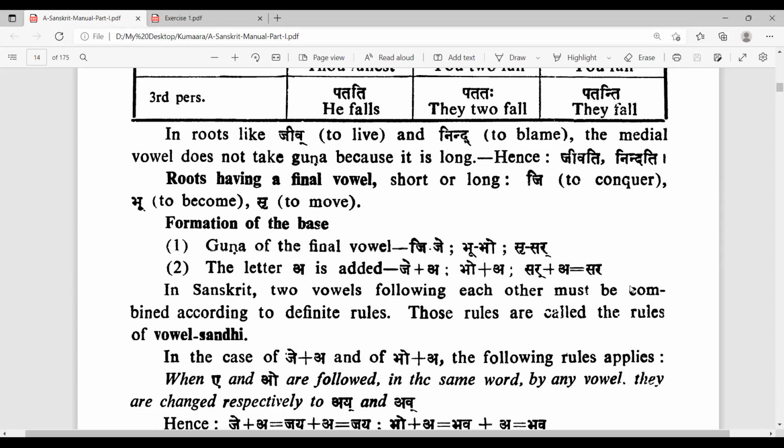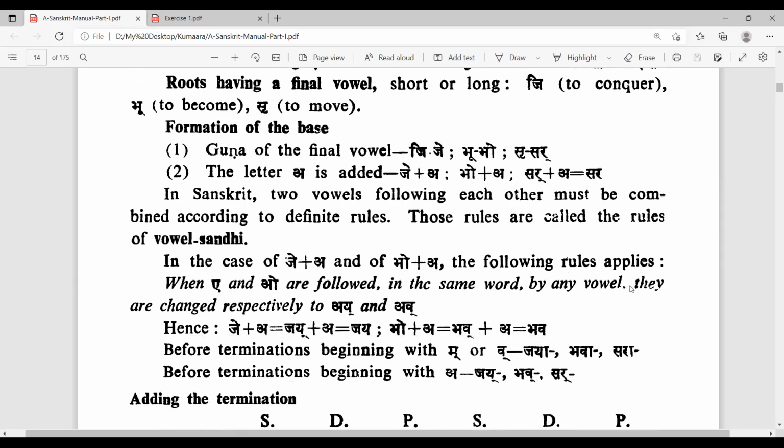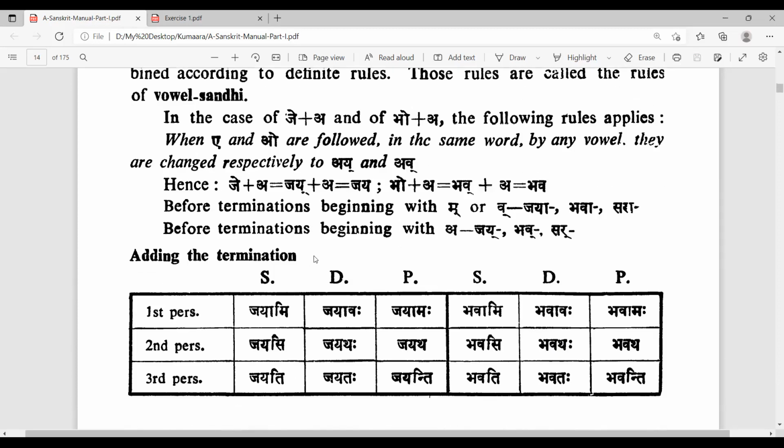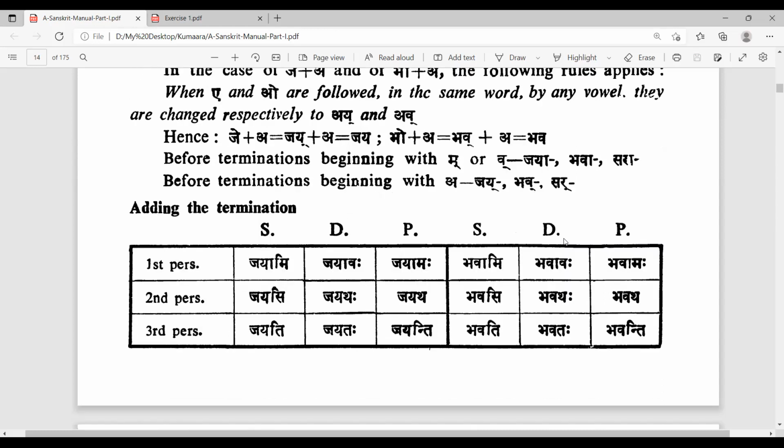Now you see in this second lesson, he introduces Sandhi, vowel Sandhi. E plus A, O plus A. When E and O are followed, in the same word, by any vowel, they are changed respectively to Ay and Av. So Ayava Sandhi. You get the forms Jay, then Bhav. Then with a termination beginning with M or V, this becomes long. So therefore Jaya and Bhava. And before a termination beginning with A, it is dropped. So you get the forms Jayati, Jayataha, Jayanti.